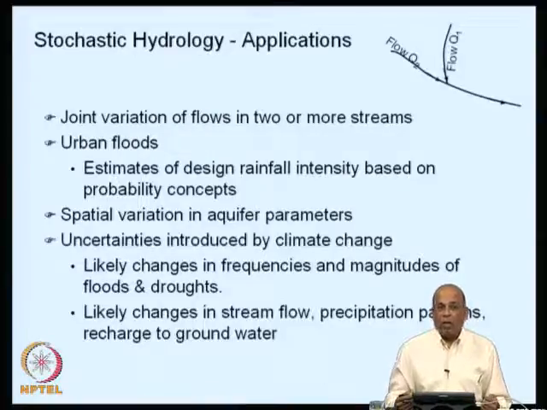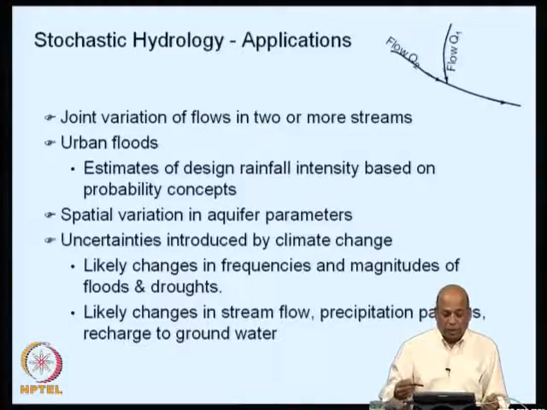And the spatial variation in aquifer parameters introduces a significant source of uncertainty when we are making decisions related to groundwater. So, we must have ways and means of addressing these uncertainties to make decisions on groundwater utilization.